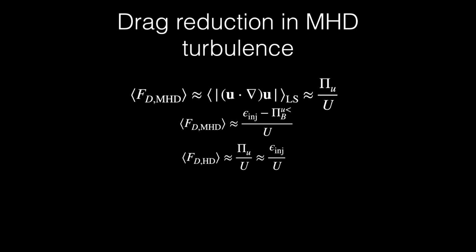Okay, so these are the two formulas. For MHD we have this. For hydro, HD, we have this. So clearly this number is bigger than that number. That means FD MHD is lower than FD HD. So there's a very simple idea coming from flux: because the magnetic field is taking energy from the velocity field, it decreases the flux, and that leads to a lower drag.